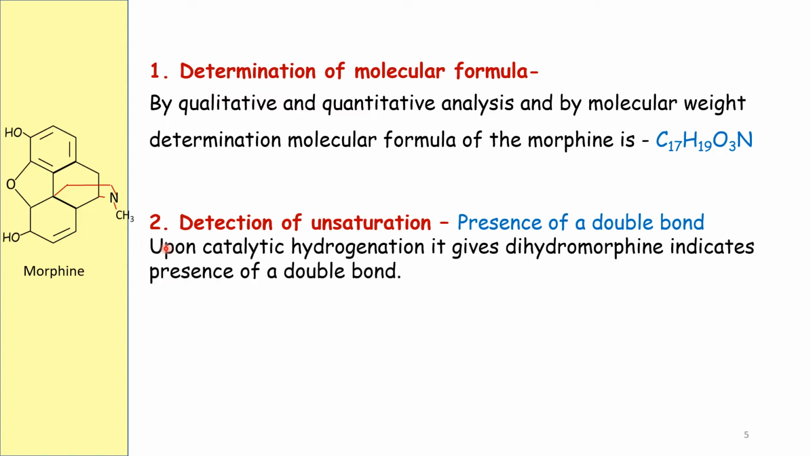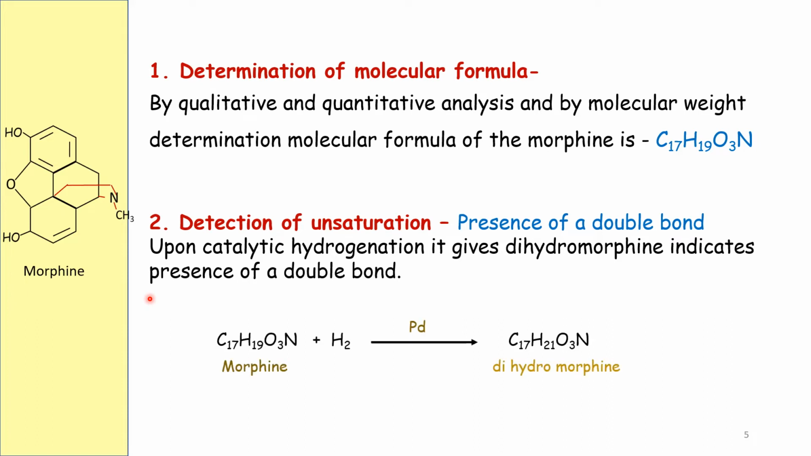Then detection of unsaturation, that is presence of the double bond. It is determined as follows. Upon catalytic hydrogenation, it gives dihydromorphine, which indicates there is a presence of a carbon-carbon double bond. This is a free carbon-carbon double bond, which is proved by the catalytic hydrogenation reaction. Morphine, upon hydrogenation in presence of a catalyst, gives dihydromorphine.